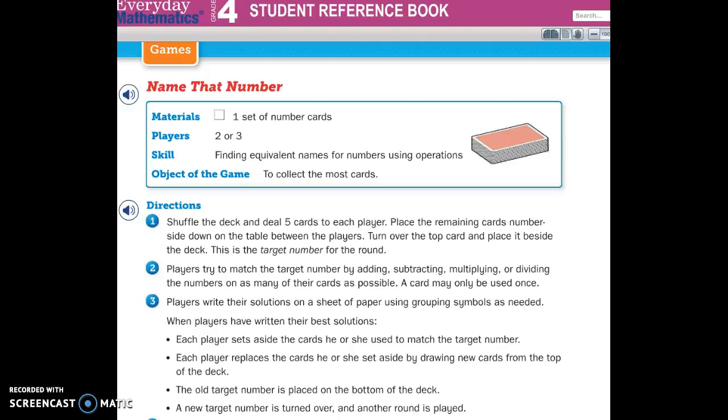Hey there, 4th grade. We have a great game here for you today. Name that number. It can be found on page 268 of your SRB.